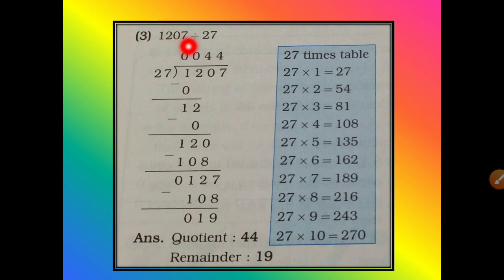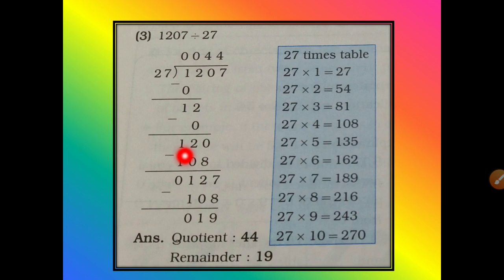1207 divided by 27. Write 1207 divided by 27. The first number is smaller than 27, so we will write 27 zeros are 0. 1 minus 0, 1. Copy the second number, 2. 12 is smaller than 27. Again, 27 zeros are 0. 2 minus 0, 2. And 1. Copy the third number, that is 0.